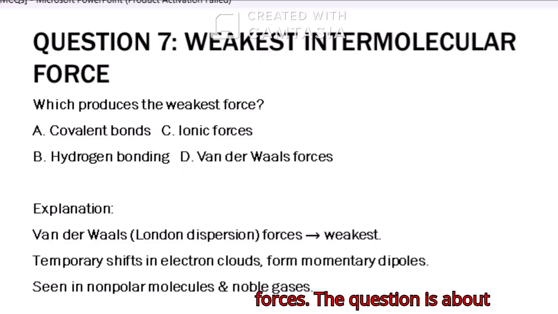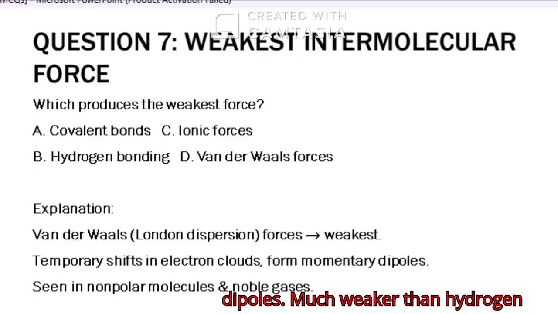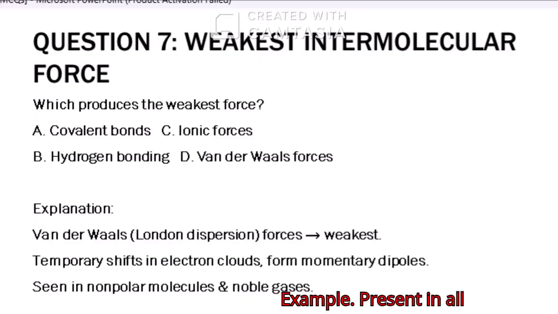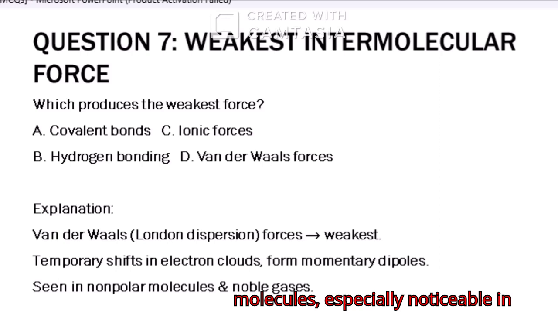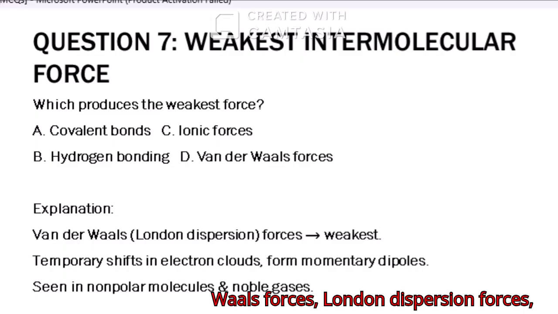The question is about the weakest intermolecular force. Van der Waals, London dispersion, forces are the weakest intermolecular forces, caused by temporary shifts in electron clouds, creating momentary dipoles. Much weaker than hydrogen bonds, ionic bonds, or covalent bonds. Example: present in all molecules, especially noticeable in nonpolar molecules like noble gases. Among intermolecular forces, van der Waals forces, London dispersion forces, are the weakest, compared to hydrogen bonds, ionic bonds.